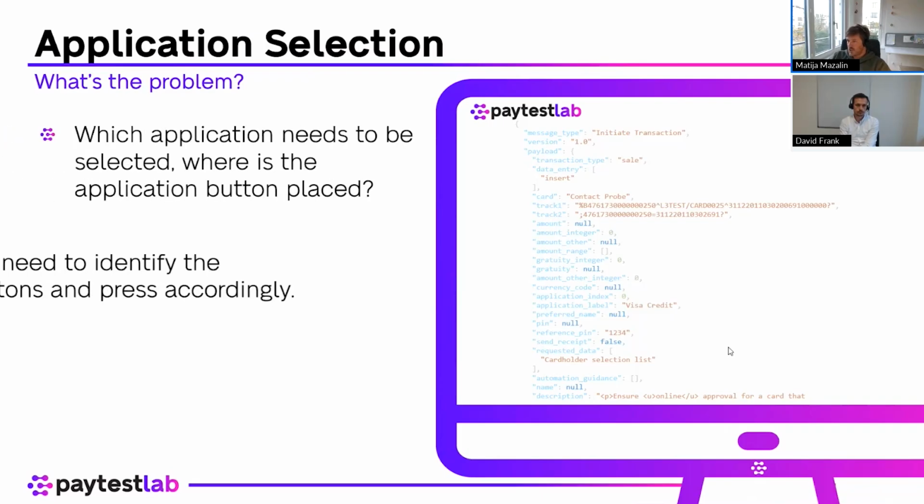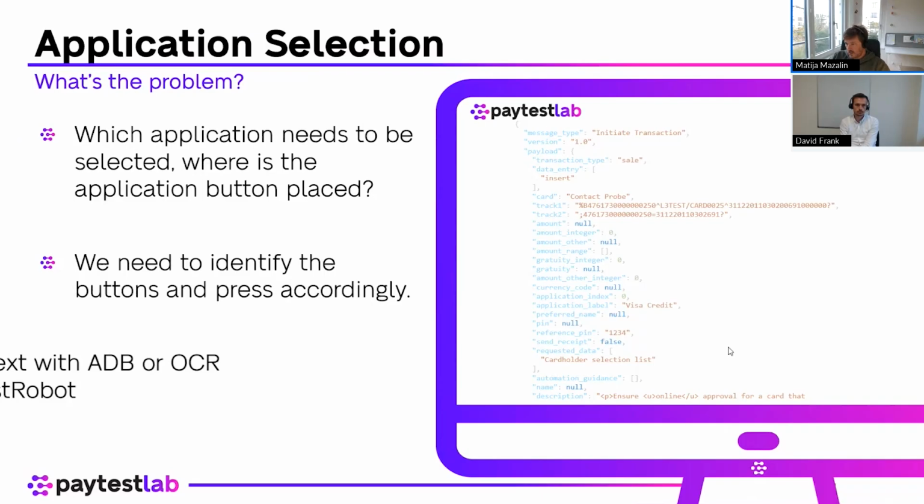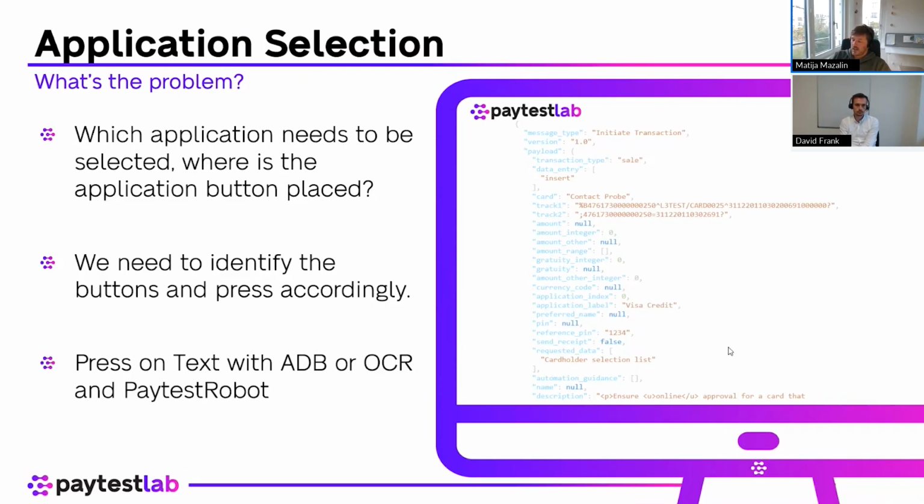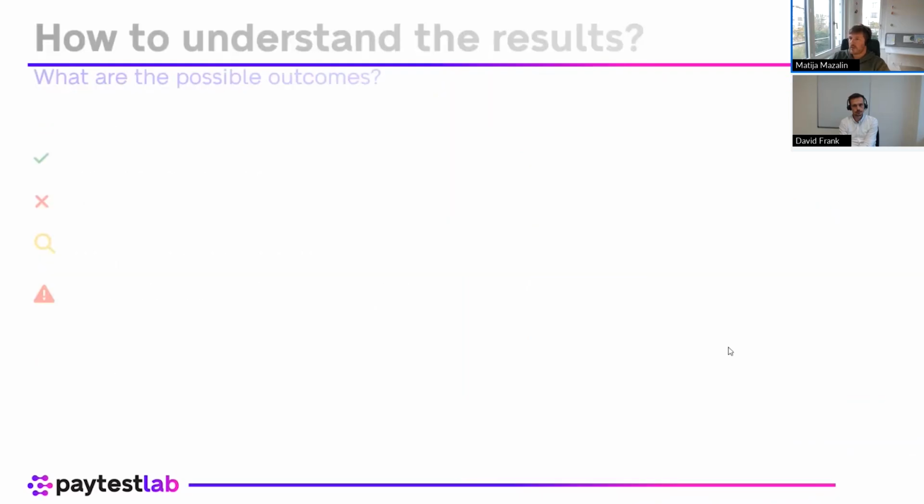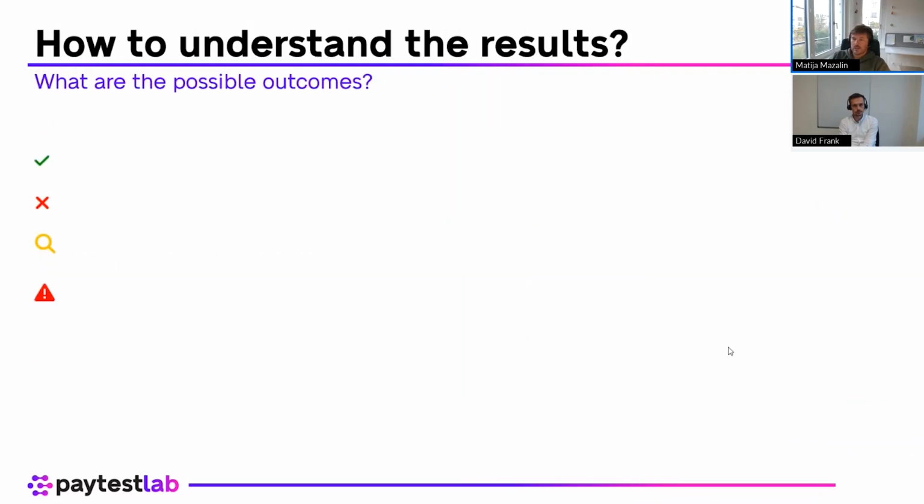So our problem was which application needs to be selected. This is something we get. Then we need to identify the buttons on the screen. Where are they positioned so the robot can go there and press? So find the coordinate and then press accordingly. And last but not least, also record what all the possibilities were. And then the second is, I mentioned before, the inconclusive state.